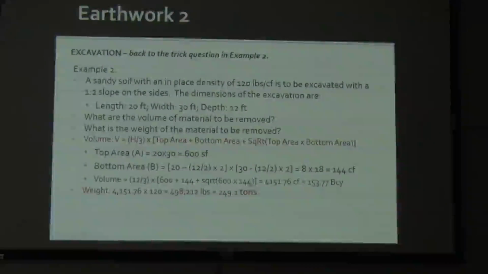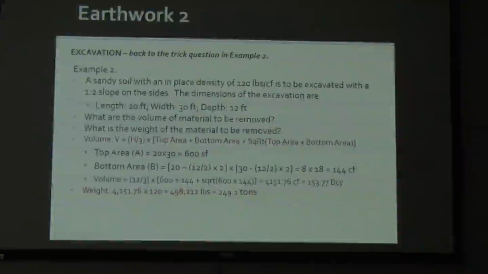One of the things I really want to point out here is that the question asks you how much is going to be removed. They're referring to bank cubic yards. We're talking about removal. You can see down here we didn't do any correction factors as far as dealing with swell, no swell factors. So we're dealing with bank cubic yards. How much is to be removed?